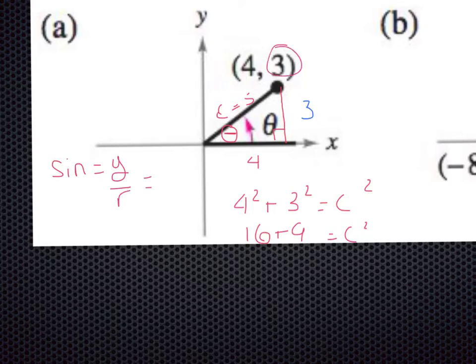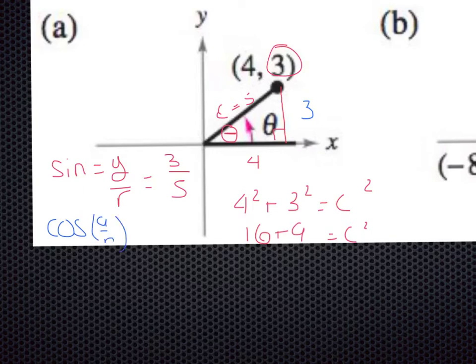And y is 3, and r is 5, and I'm done. I didn't need to draw that triangle. Or, being that I did draw the triangle, I can do SOHCAHTOA. Okay, so let's do cosine using the concept of SOHCAHTOA. So cosine, SOHCA, so that's adjacent over hypotenuse.